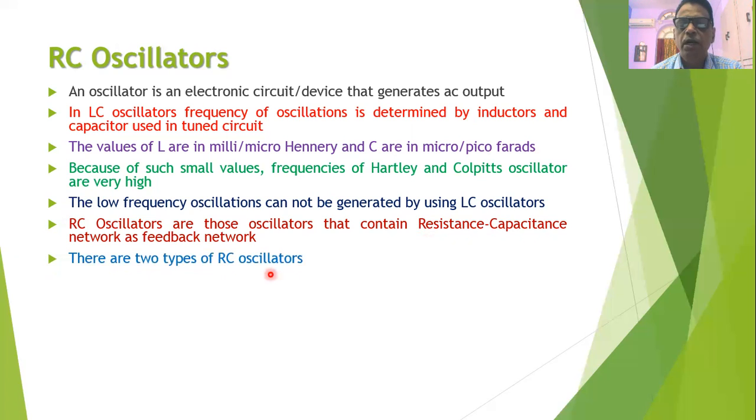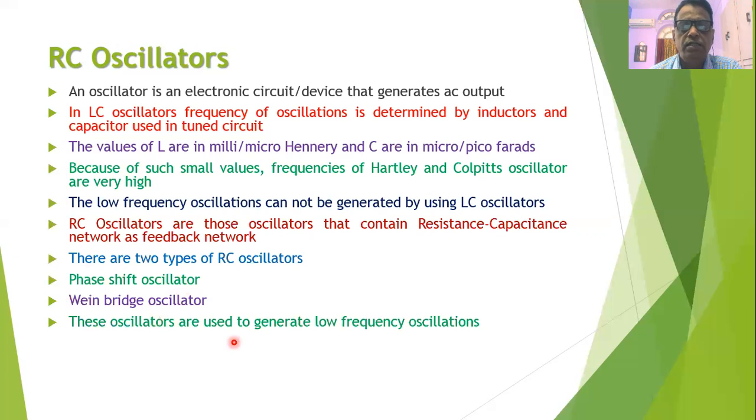There are two commonly used RC oscillators. The first one is called the phase shift oscillator, and the second one is called the Wien bridge oscillator. We are going to discuss both of these oscillators. In this session, we will discuss the phase shift oscillator, and in another session, we will discuss the Wien bridge oscillator.